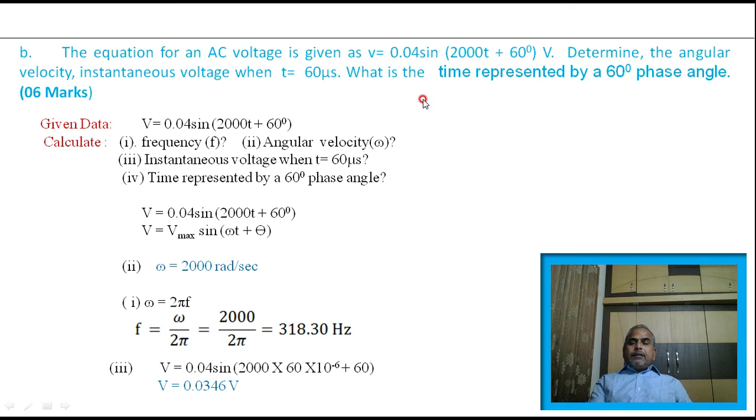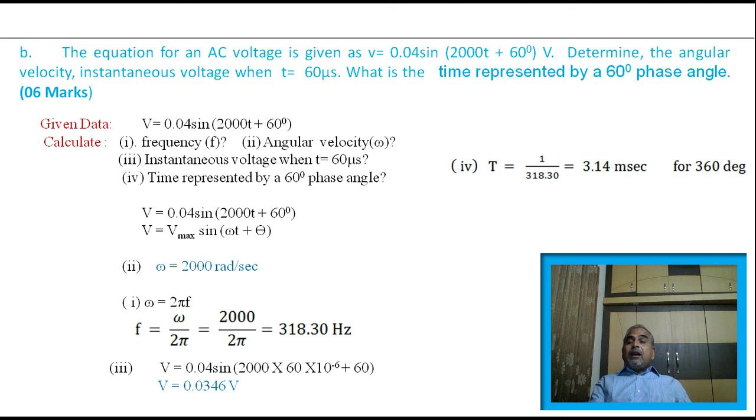Then the last one is a little bit tricky. Instead of asking the time period, for a 60-degree phase angle, what is the time? First we will find out the time period. How are we finding out the time period? Time period is 1 by f. 1 by f is the standard equation for time period. Therefore, what I am getting is 3.14 milliseconds is the time period for one cycle.